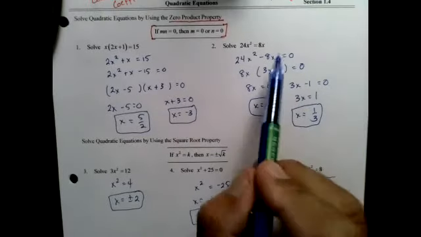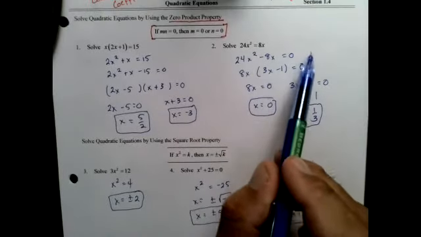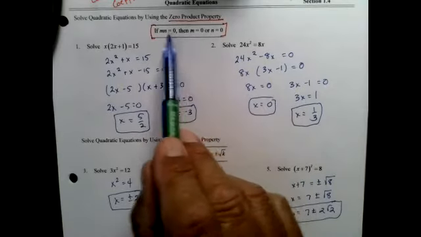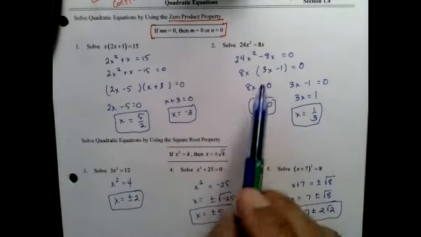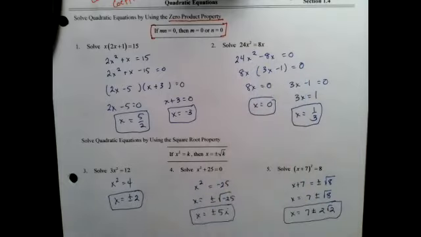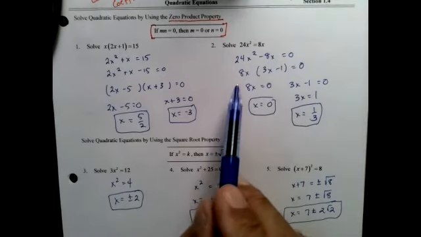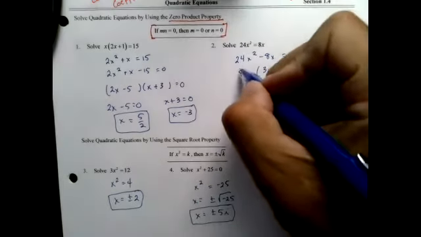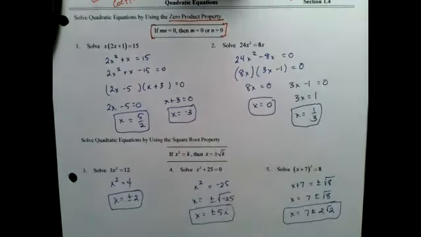Number 2, I'm going to get it equal to 0. Cool. I don't have a zero product yet, but I have 0. So I need to rewrite this as a product. When I have only 2 terms, I factor. I pulled out the 8x. Now I have 8x times 3x minus 1. I get 0 and 1/3.